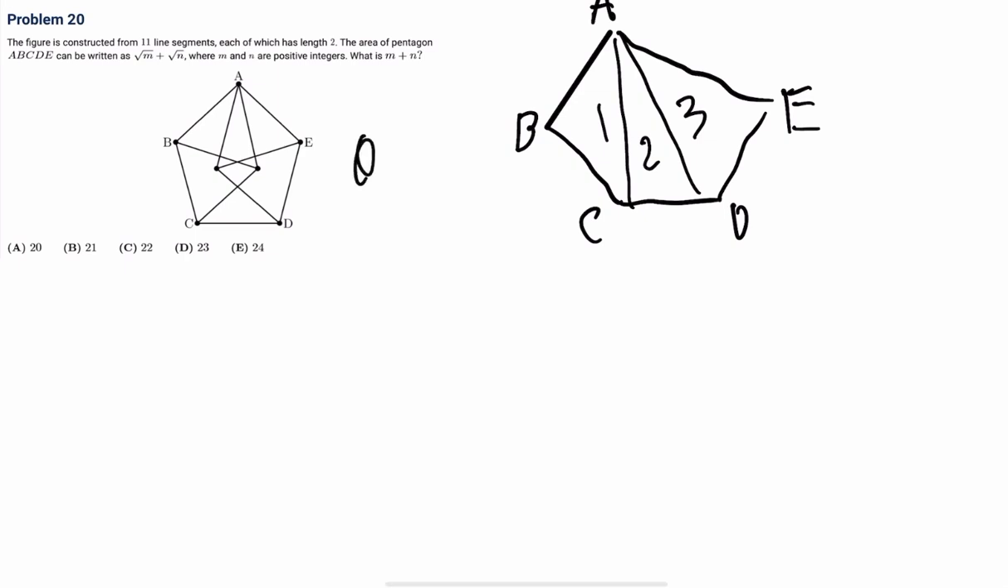The motivation is that we're just going to add 1, 2, and 3 together to get something written in the form the square root of n plus the square root of m. And then we'll just add m and n together to finish solving the problem. Okay, so let's begin solving with all that background information.